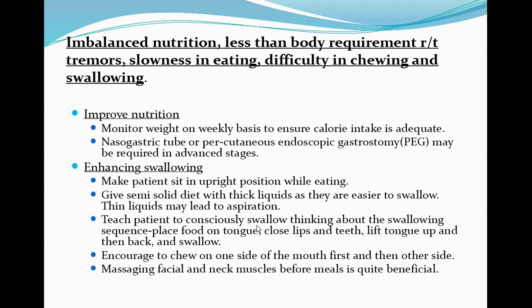Teach the patient to consciously swallow, thinking about the swallowing sequence. So a lot of teaching work is required in Parkinson's disease people, because they will have to make conscious efforts to do the movement, right? So we have to tell him, now you have kept the food on the tongue, now you have to close your lips and teeth, then you have to lift your tongue up and then back and swallow the food, right? So the person has to repetitively think about the swallowing sequence and then eat the food. This will ensure the movement as well as the proper swallowing, right?